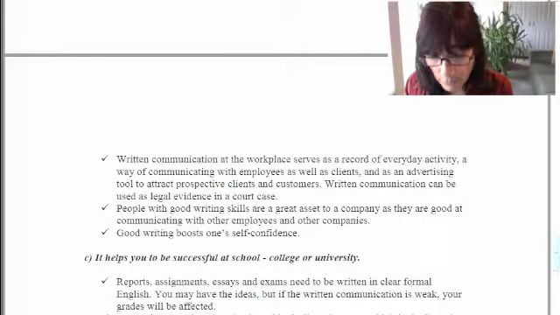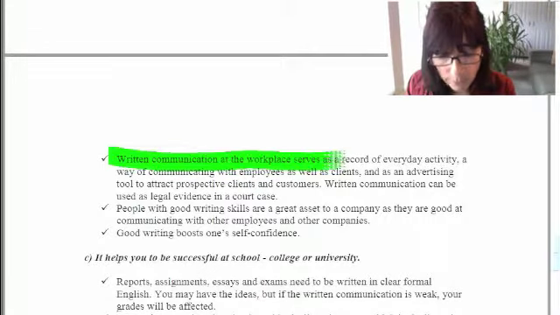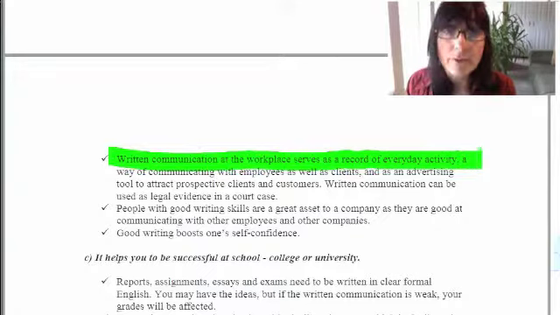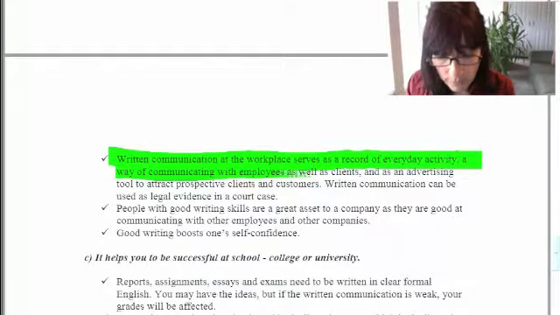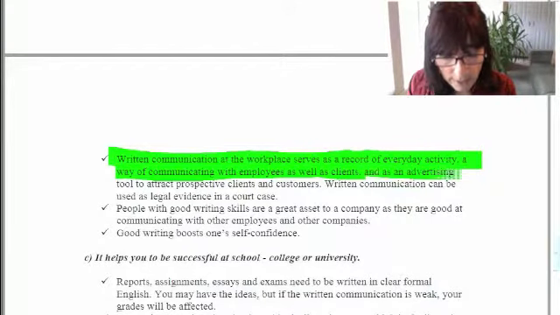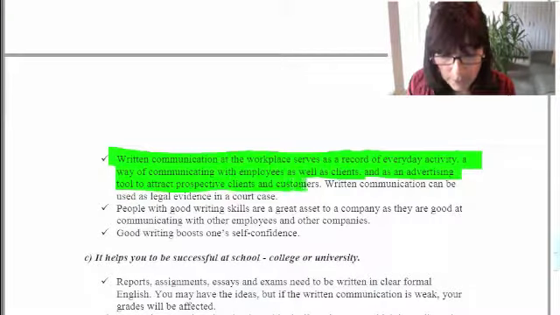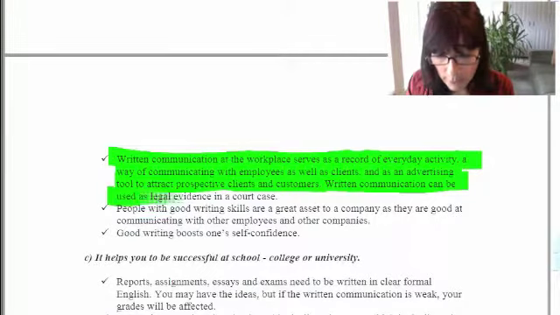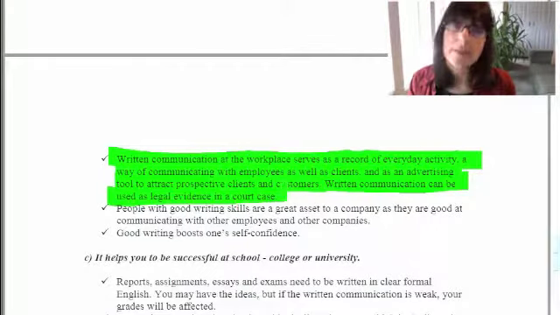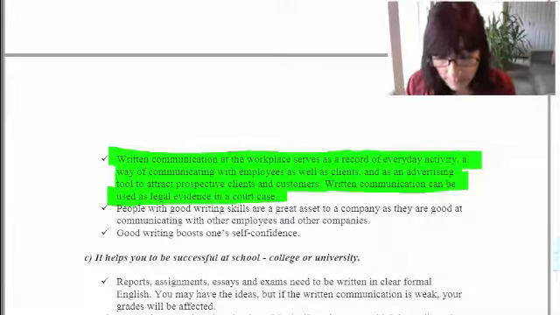As well, here are a few more ideas. Written communication in the workplace serves as a record of everyday activity, a way of communicating with employees as well as clients, and as an advertising tool to attract prospective clients and customers. As well, keep in mind that written communication can be used as legal evidence in a court case. So you need to always be careful what you write in the workplace.